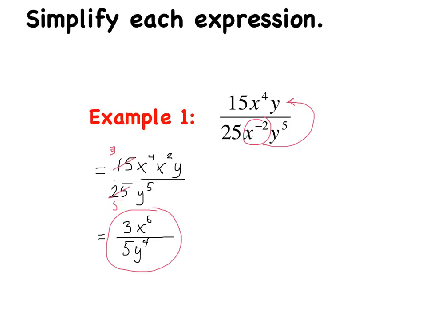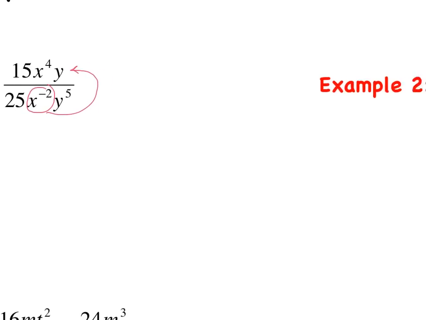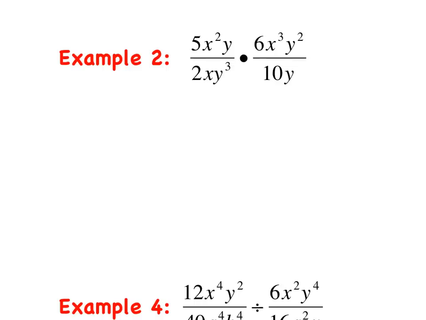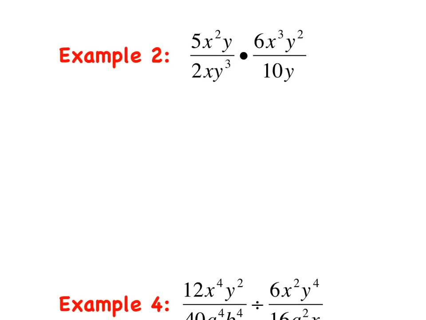Alright, so let's go ahead and move on to our next example here. Okay, example 2. So we've got 5x squared times y over 2xy cubed times 6x cubed y squared over 10y. So what I like to do first is I like to work horizontally. Okay, combine the numerators, combine the denominators as best we can before we start combining vertically. Okay, so I will rewrite this.